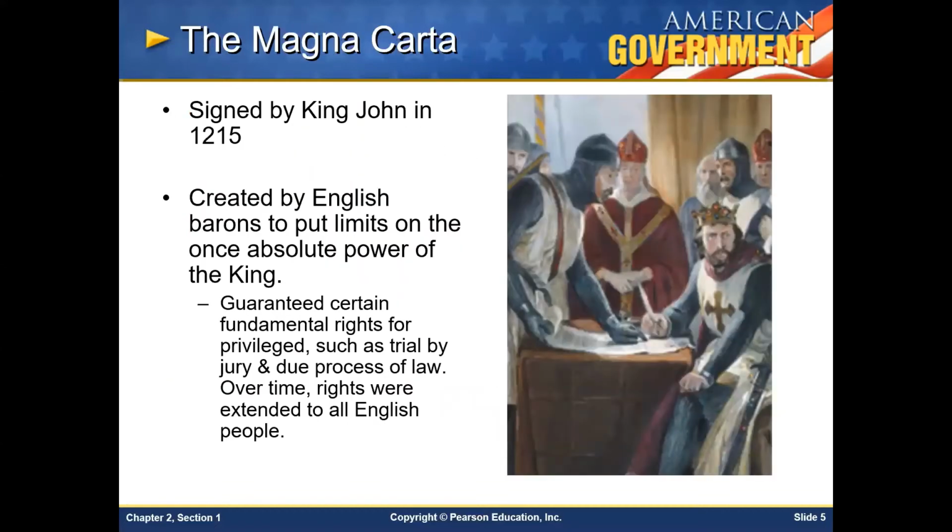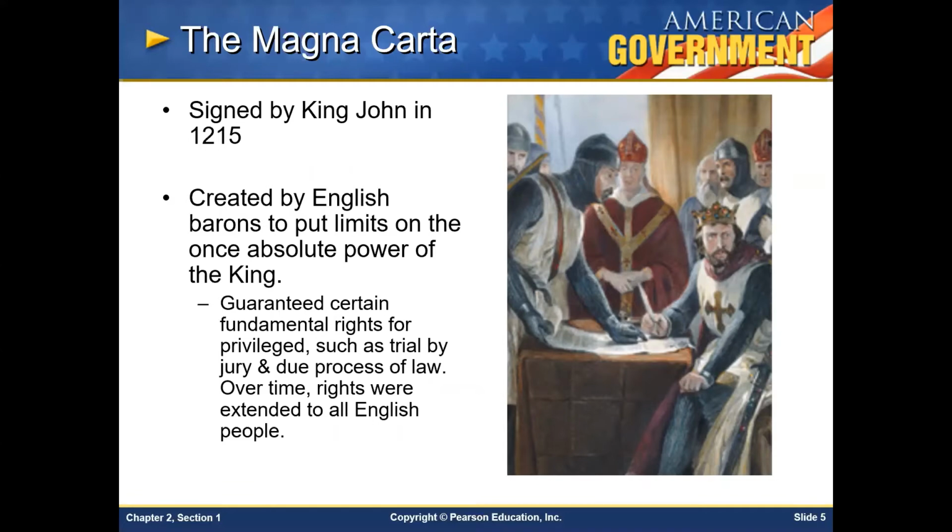Looking at where these ideas were planted, we have these landmark English documents. And so the first one we will look at is called the Magna Carta. It was written in 1215. So we're talking over 800 years ago, 805 years ago. And it was created by the English barons.